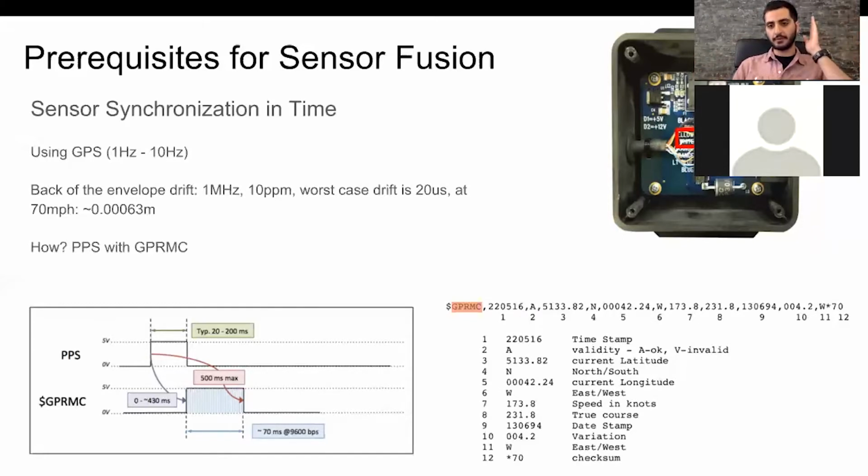So we pulse, we tell the LiDAR this is the start of the second, and then we follow it with a sentence saying here is what time it is actually right now. And that particular sentence is called the GPRMC sentence. Velodyne's LiDAR doesn't really care about the fields, let's say 3 and 5 and 7 and 8, and those fields define the position and the speed and the true course. But in particular, you have to get the timestamp, field number 1, and the date stamp correct so that you get a correct timestamp at the LiDAR site. Of course, the checksum is also important to make sure that the message is valid.